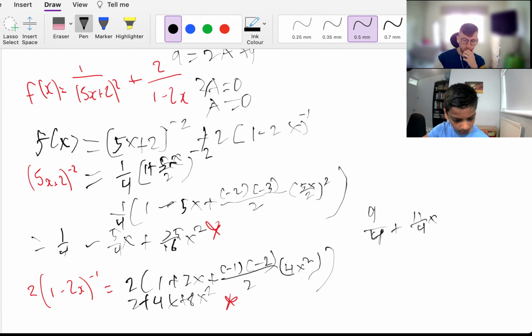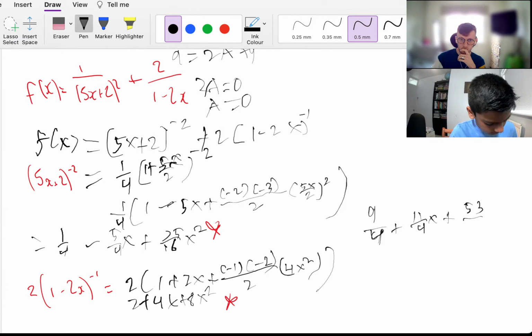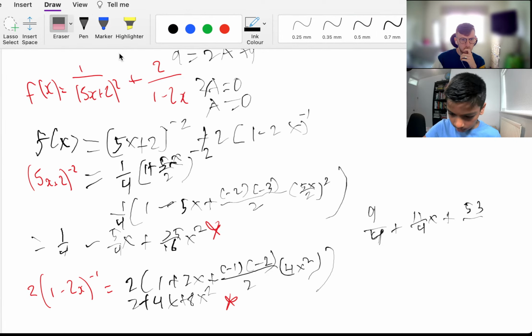4x, and then 8 minus 75 over 16, that's 53 over 16. Wait, plus not minus, and that's 203 over 16. 203 over 16, yeah, exactly. x squared.